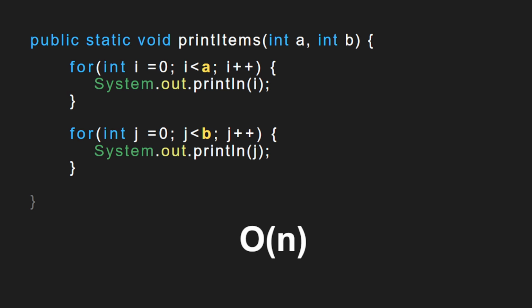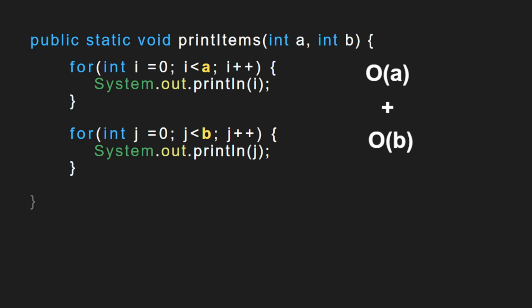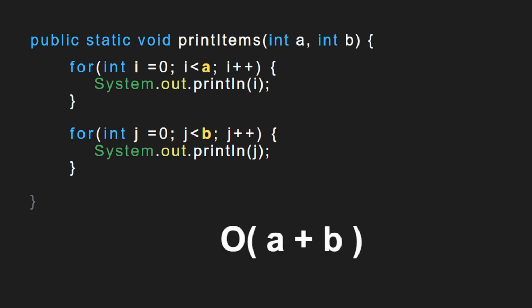But that is not correct. If you think about this from an algebraic standpoint, you cannot say that A is equal to n and B is also equal to n. So you would have to say that this is O of A and this is O of B. And when you add them together, this becomes O of A plus B, and this is as far as you can simplify this. The reason for this is, if A was 1 and B was a billion, these would be very different for loops. You have to understand how each one works to understand the time complexity for the entire method.